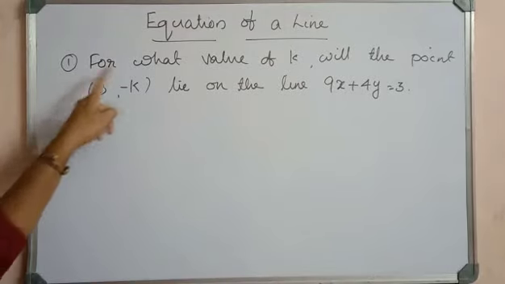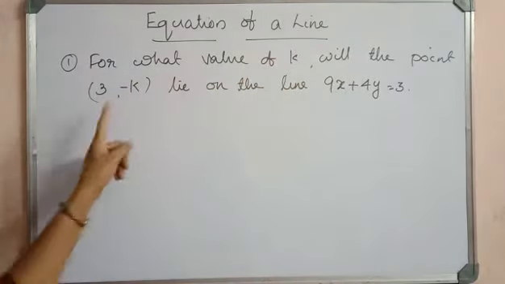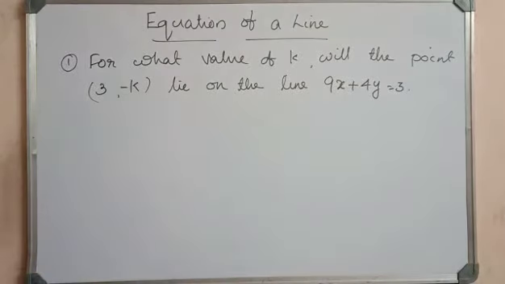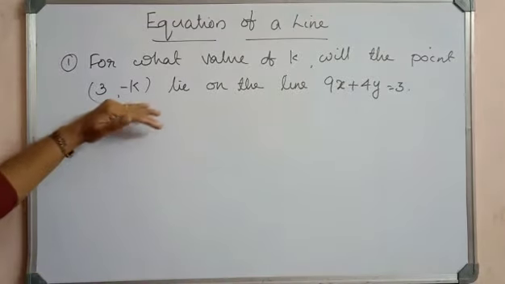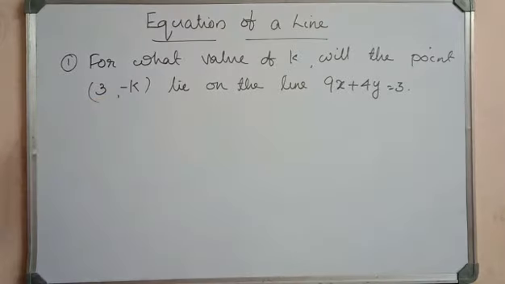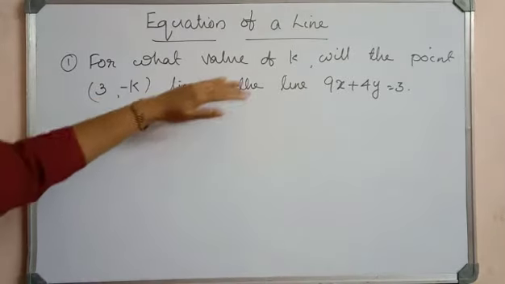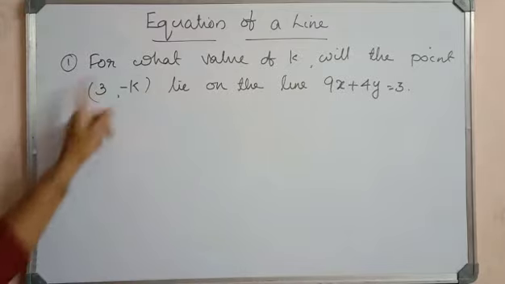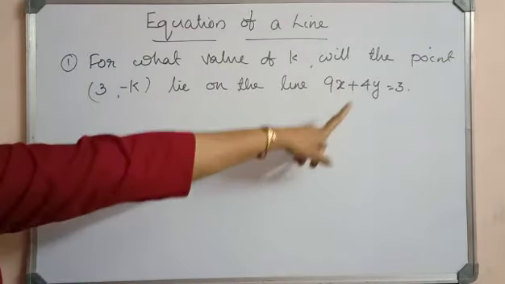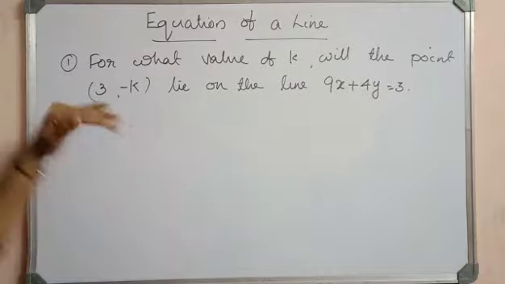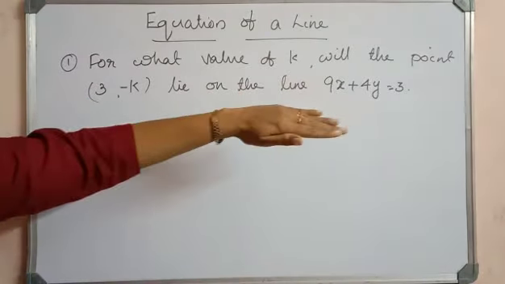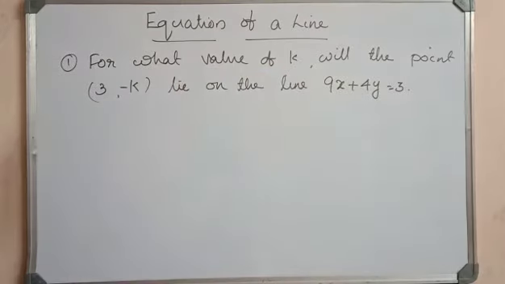Look at the next question. For what value of k will the point (3, minus k) lie on the line 9x plus 4y is equal to 3? That's a y coordinate. So in this question, we need to find the value of k, for which this point lies on the line 9x plus 4y is equal to 3. So we can assume that this point is lying on this line. Then we can find the value of k.